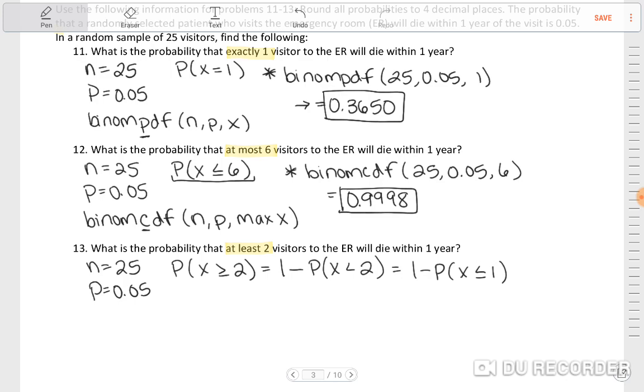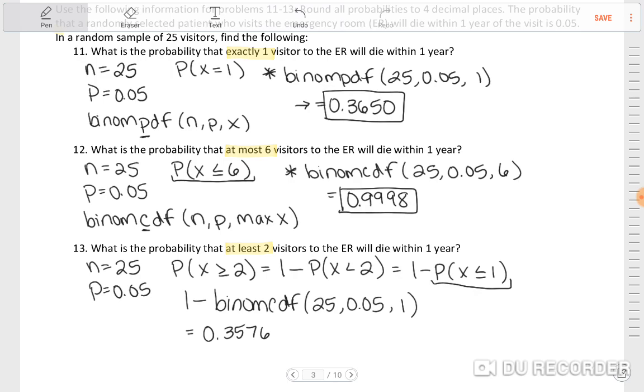You will have an at least 1 on there, so make sure you do know how to do this process. So we're going to use 1 minus binomial CDF, and we're going to put in our 25 and our 0.05. Don't forget the 1 minus, that part's really important. And now, since this is in the correct format, we have the 1 there. Our maximum x value is 1. So when we type this in, we're going to get 0.3576.